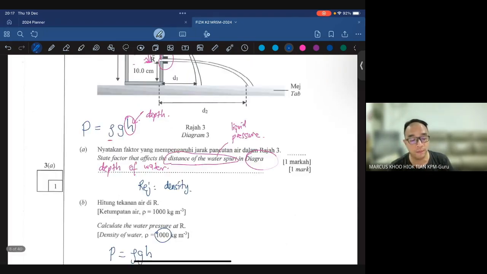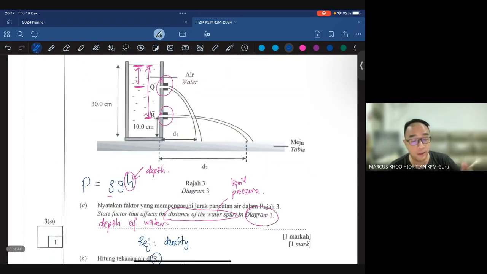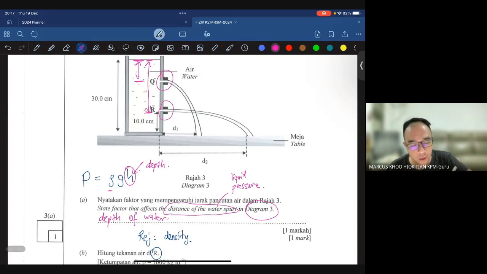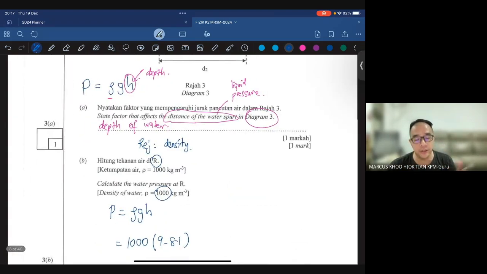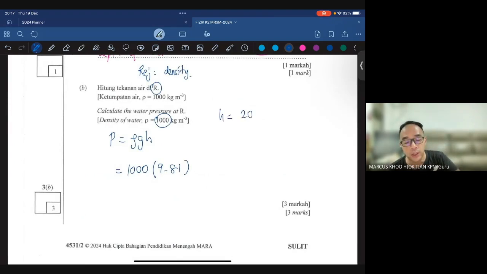And the h, at R, we're talking about this height, from the top until this. So it is obviously not 10, it cannot be. So how much is this? 30 minus 10 is 20 cm. However, because we're using SI units, change it to meters. Never forget this. So you get 0.2, and then you will get 1962.